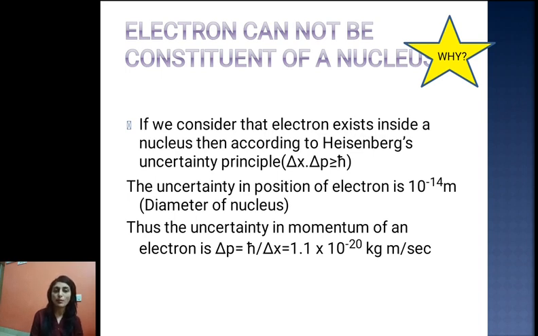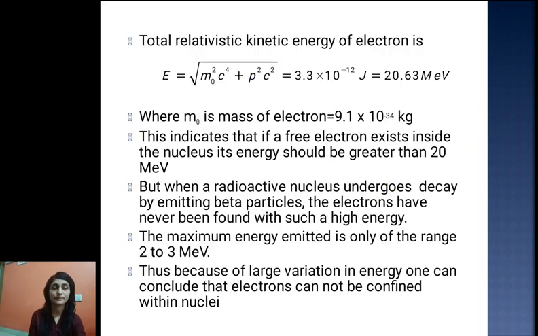Thus, we can calculate the uncertainty in momentum of the electron, delta p. If we consider delta x delta p approximately equal to h cross, then delta p is approximately h cross upon delta x. You know the value of h cross. H cross is h upon 2 pi. H is Planck's constant, 6.64 into 10 raised to minus 34. If I substitute those values, I will get delta p equals 1.1 into 10 raised to minus 20 kg meter per second. So I got the value of delta p, the change in momentum.